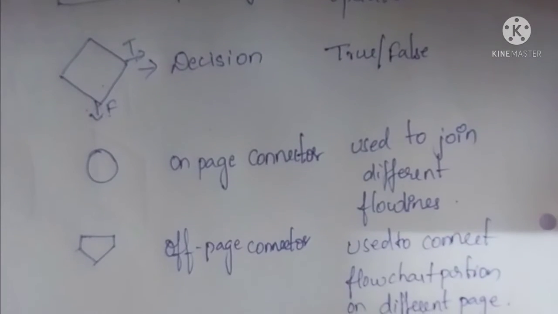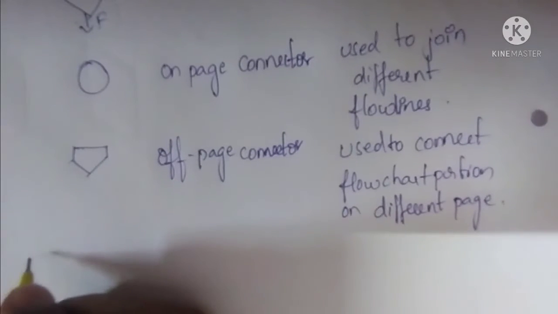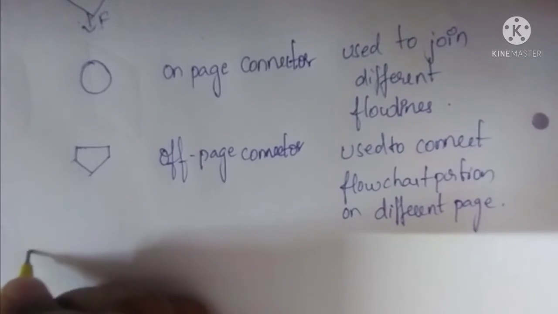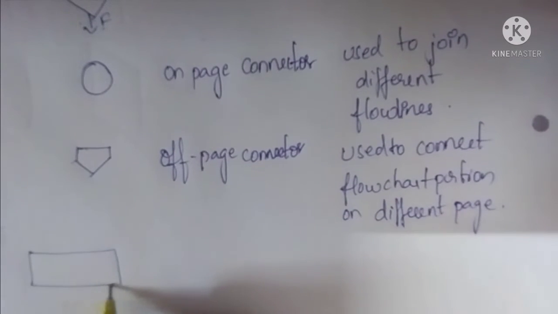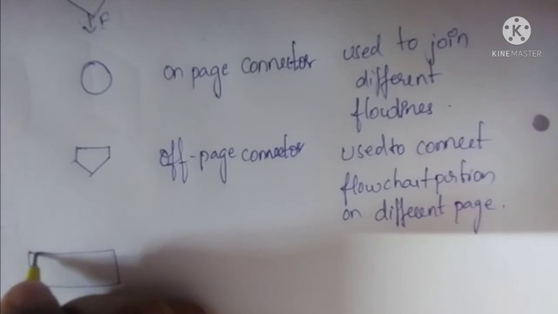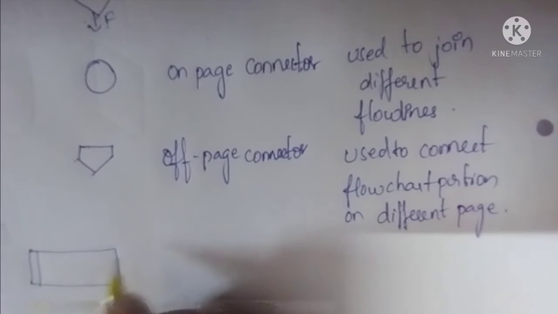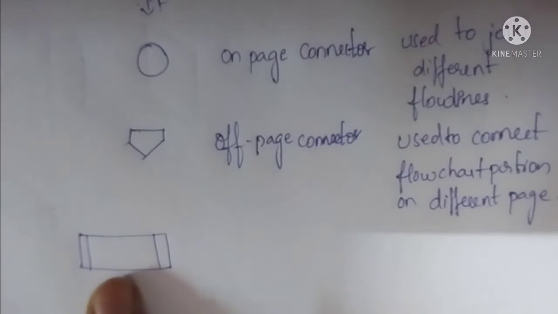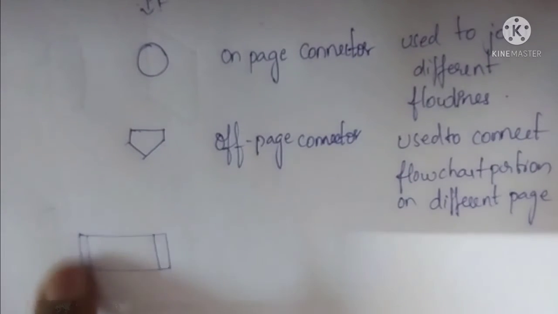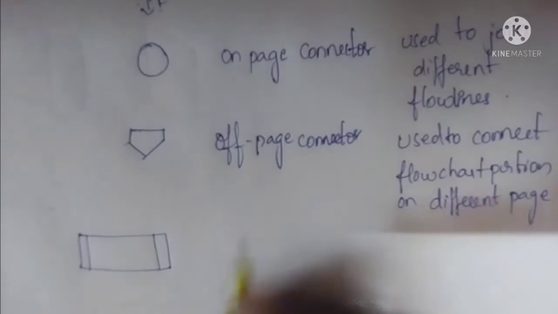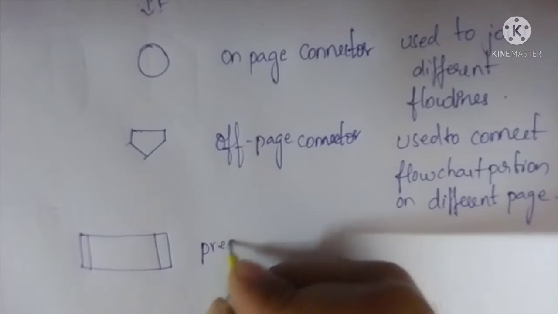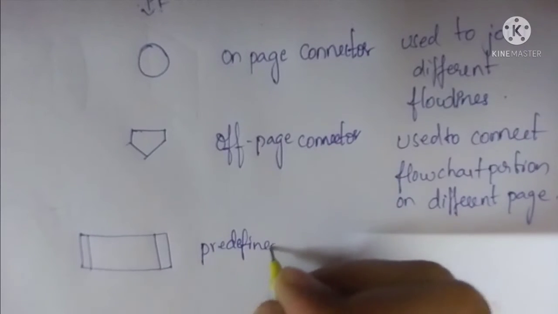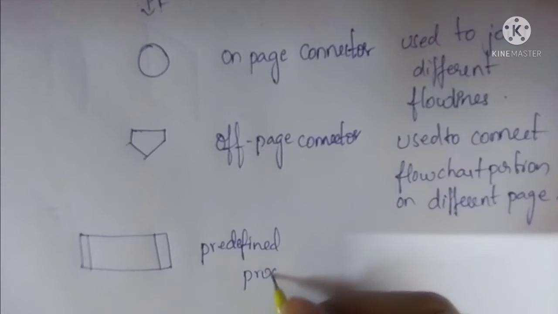Next symbol we are using is the last symbol. It is the same as a processing symbol, but one small difference: for the edges, we have to draw the line. So in this manner we have to draw this. This particular symbol, we are calling it the predefined process function.